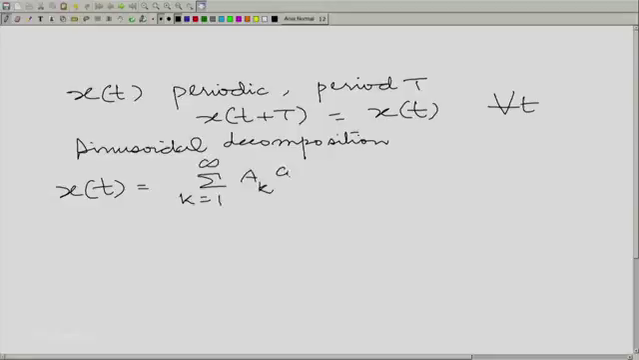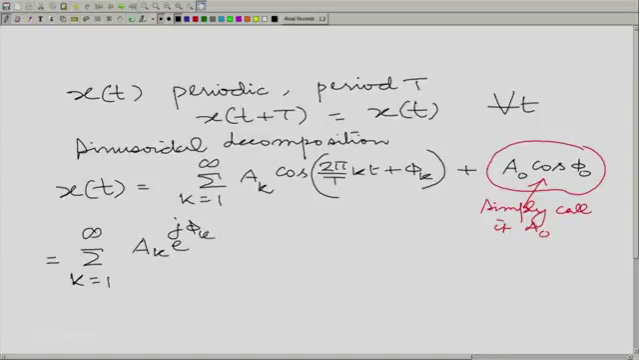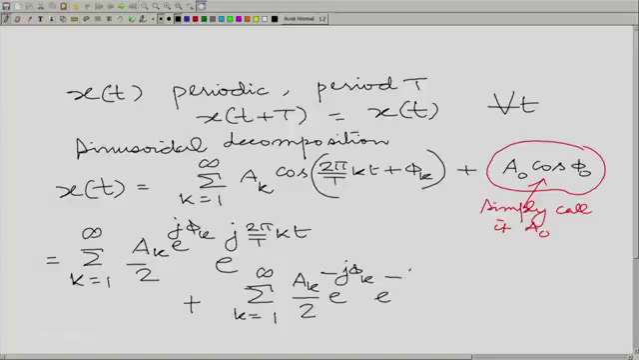So, as I said, we will separate k equal to 1 to infinity and k equal to 0. You do not really need to write a0 cos phi 0, though that is of course a consequence of the expression. You can simply call it a0. You can always modify phi 0 accordingly. So, this can now be decomposed. So, you have summation k going from 1 to infinity, ak by 2 e raised to the power j phi k e raised to the power j 2 pi by T kt, plus the same thing but with a conjugation, and then plus a0.